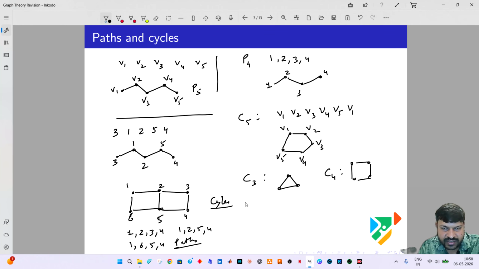Cycles on this graph: you start with 2, go to 3, then 4, then 5, then end at 2. Another cycle can be start with 2, go to 1, go to 6, go to 5, and go back to 2. Another cycle can be start with 2, go to 3, go to 4, 5, 6, 1, and 2. So these are all cycles. This cycle is of length 4, and this cycle is of length 6. Clear? So in this case also you see all the vertices are distinct except the end one, because they are coming back to the same vertex.